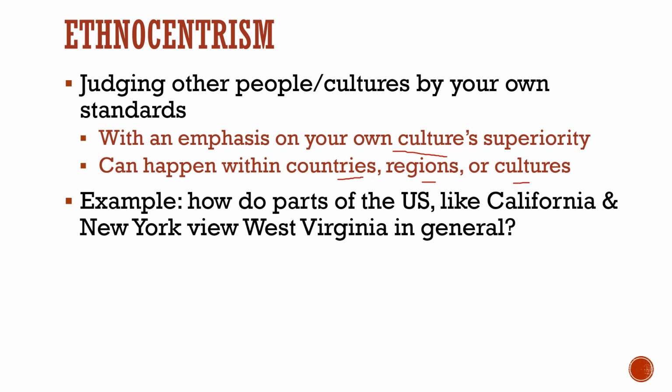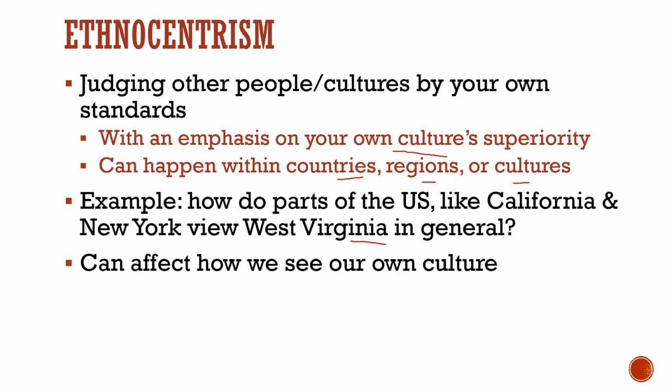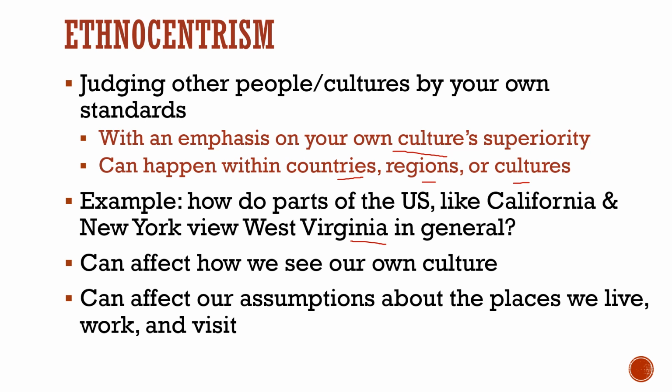So this occurs in multiple different areas, not just country to country, but even within a region. So again, some examples: how do parts of the US, like California and New York, view West Virginia in general? That's an example of this ethnocentrism. So this affects how we see culture. As we go through these different regions, we'll start to see some of this. So this can affect our assumptions about the places that we live, that we go to, or that we want to visit or work in.